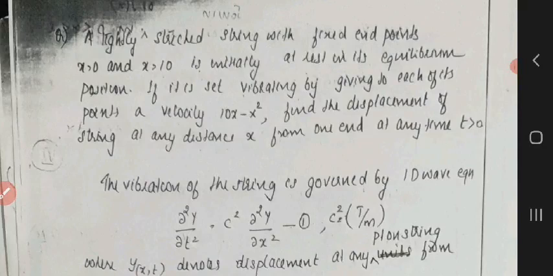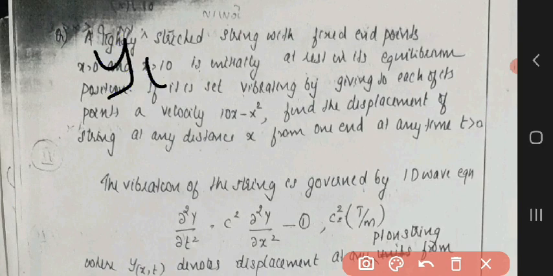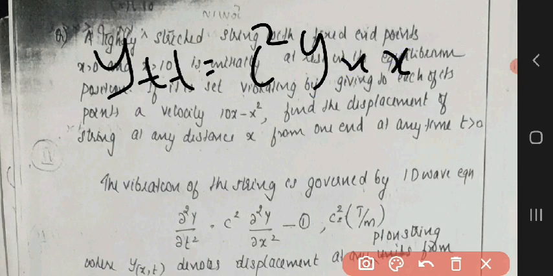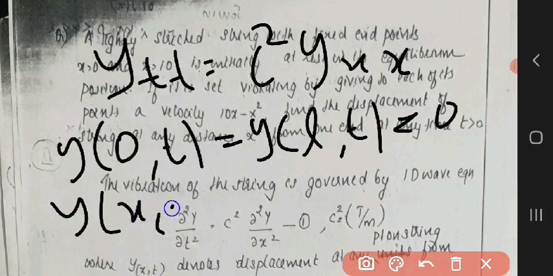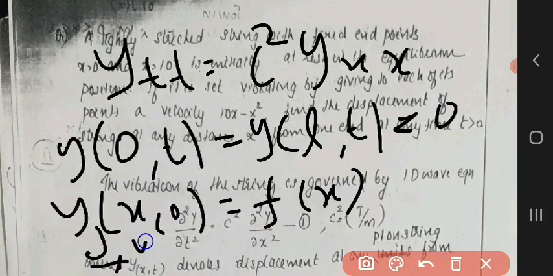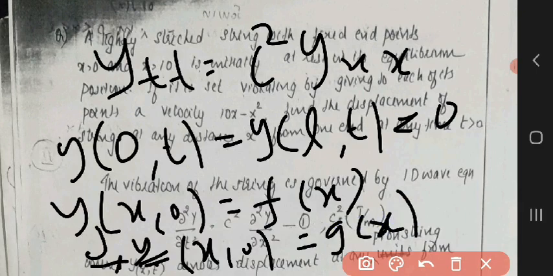the equation governing this problem. What is it? The wave equation. And you should write the wave equation, that is y tt is equal to c square y xx, with the boundary conditions y of 0, t equal to y of l, t equal to 0, and y of x, 0 equal to f of x, and dou y by dou t at x, 0 is equal to what? g of x. So you should write this first.